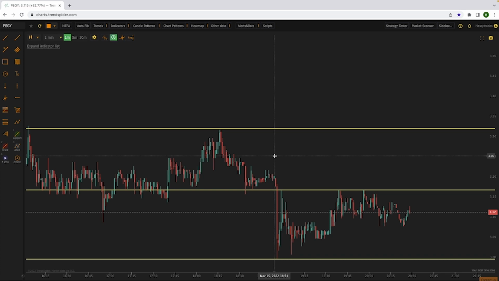This is just a basic insight into the levels, major levels and minor levels, how to draw support and resistance, and how not to draw support and resistance.